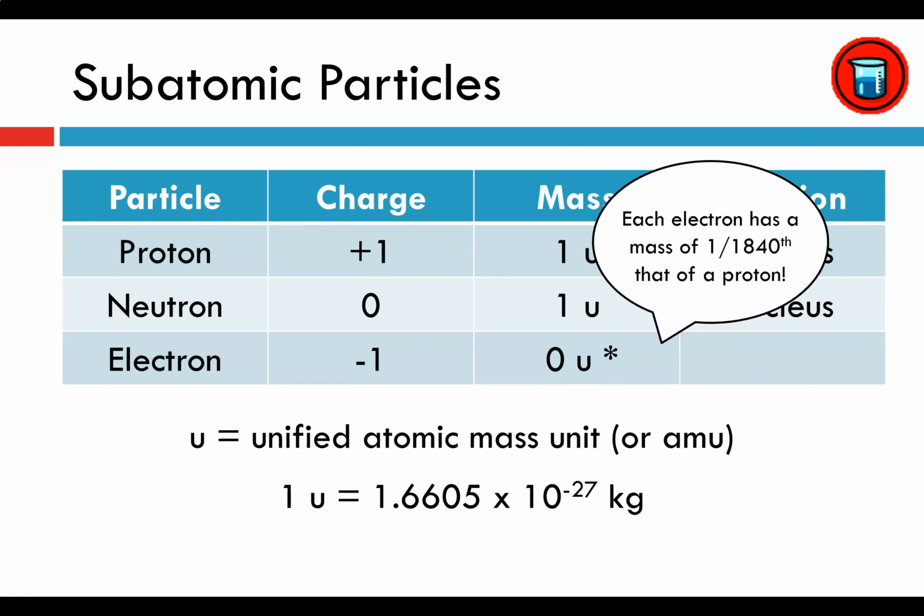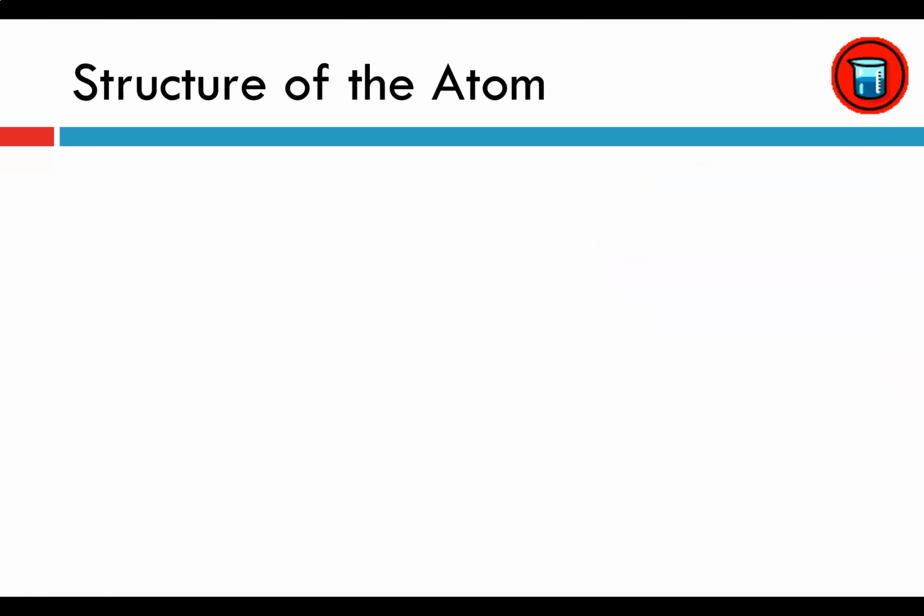In reality, they have a very, very small mass. You'd need 1,840 of them to have the same mass as one proton. So for all practical intents and purposes, we'll consider them to be massless. And finally, we find our electrons in orbitals outside of the nucleus.